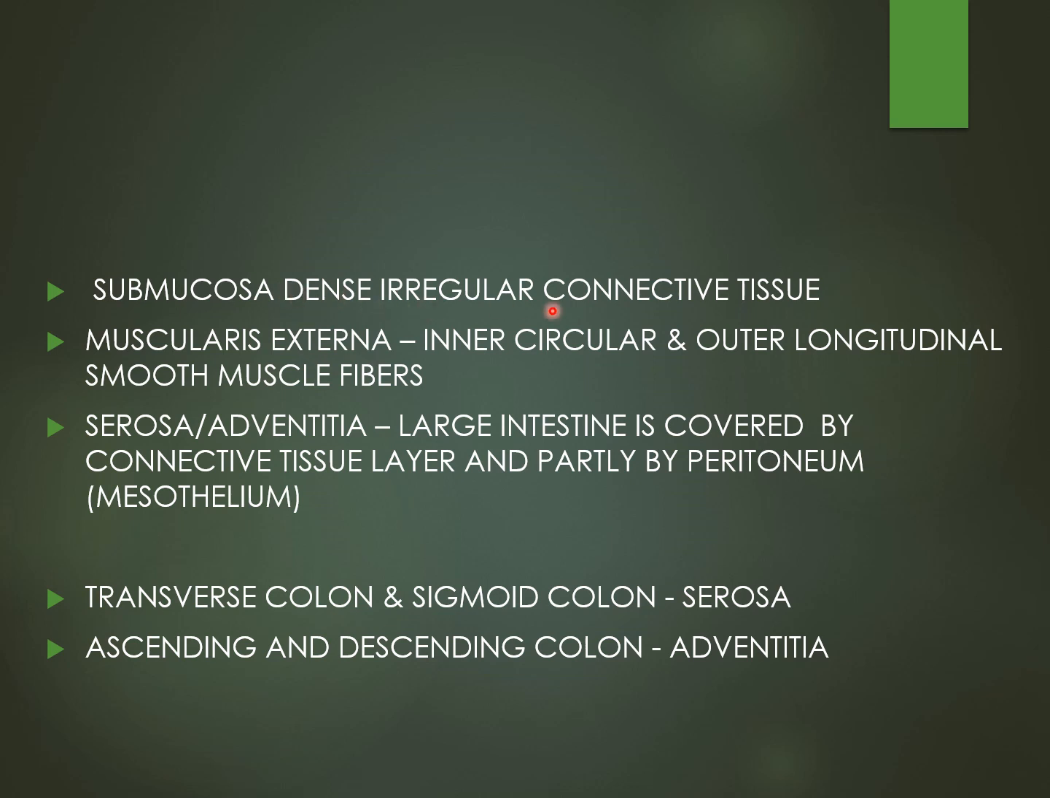Submucosa contains dense irregular connective tissue and blood vessels. Then muscularis externa is made up of inner circular and outer longitudinal smooth muscle fibers. And serosa, which is also called adventitia. Why? Because the large intestine is covered by a connective tissue layer and also partly covered by peritoneum. If it is covered by peritoneum, then it is called mesothelium. The serosa will cover only the transverse colon and the sigmoid colon, whereas the adventitia, which means covered by only connective tissue, is in the ascending colon and the descending colon.